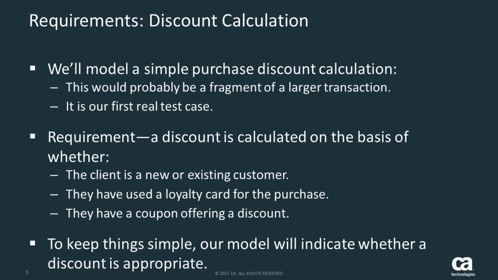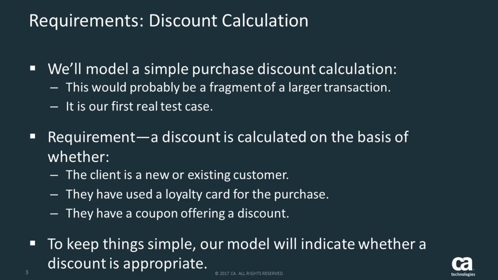Now the requirement I want to use is a discount calculation, which is very simple, and you could regard it as a subset, as a fragment of a larger transaction. So for our purposes of creating our first real test case, it's adequate. The requirement itself is whether a discount is calculated and how it is calculated, and it's on the basis of whether a client is a new or an existing customer, whether they have used a loyalty card for the purchase or not, and whether they have a coupon offering a discount.